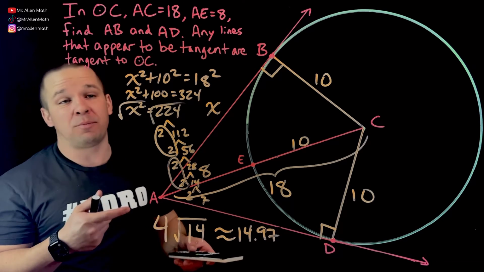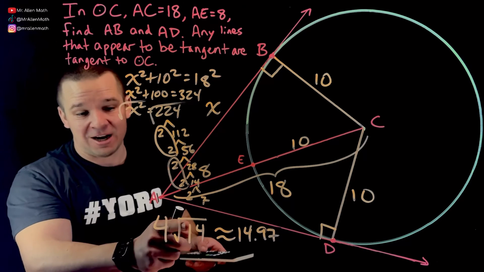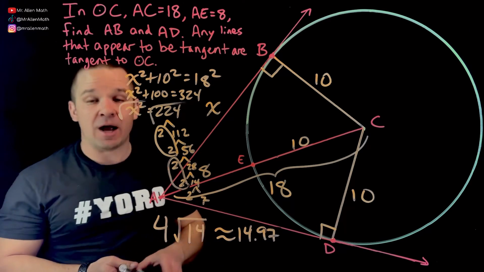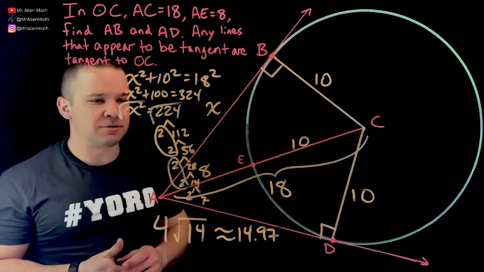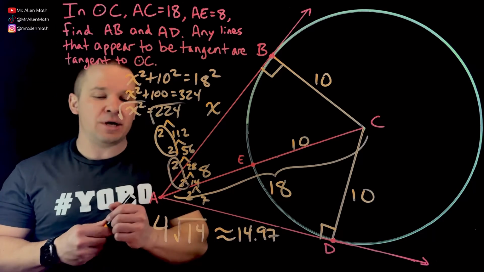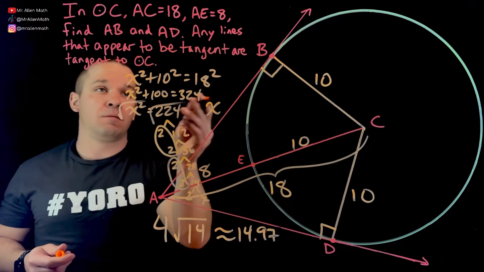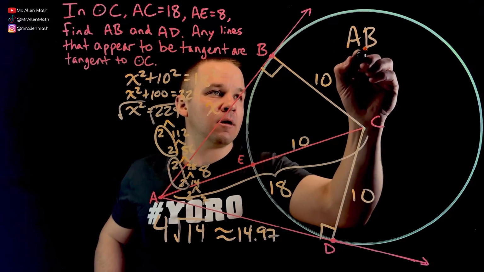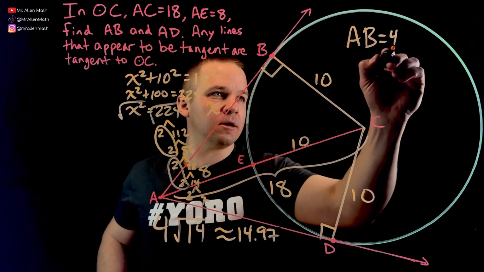And guess what? If it's a multiple choice test and you forget how to do this, you could always check the decimal equivalents of them to see if you got it right, you know what I mean? Or to find the right answer in that case. Okay, so that would be what we get for AB, right? That was AB. So AB equals 4 root 14.